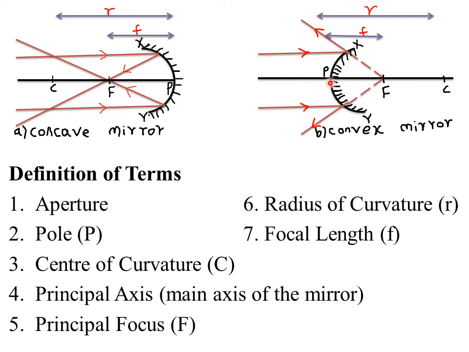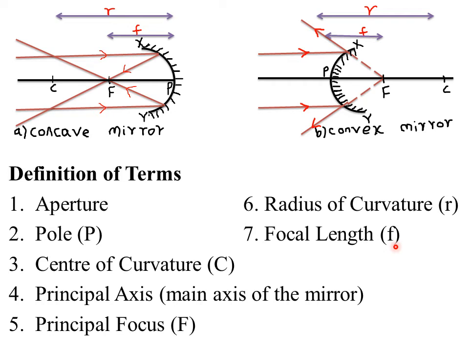Then next we look at what we are calling the focal length. So what do we mean by focal length? In physics, focal length is always denoted by small f. So do not confuse principal focus and focal length. Principal focus is always denoted by capital F, whereas the focal length is always denoted by small f.